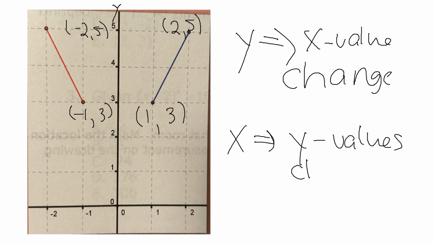Now your textbook writes this big old long thing. To find the coordinate points for the image flipped over the y-axis, multiply each x coordinate by -1. The y coordinate stays the same. That is a lot of words.